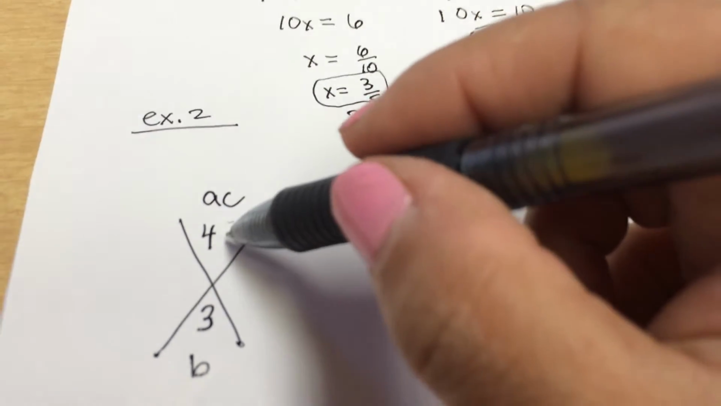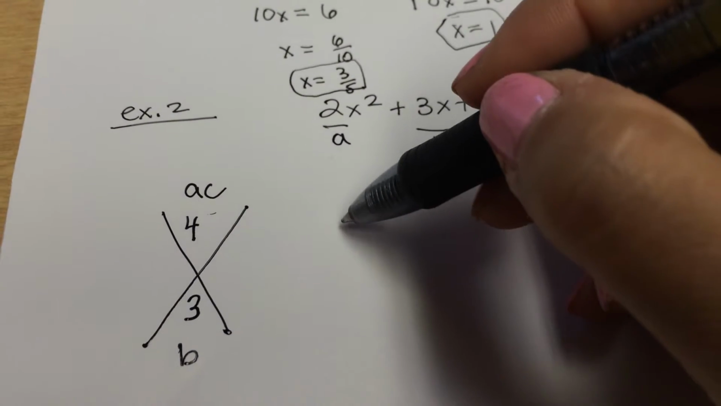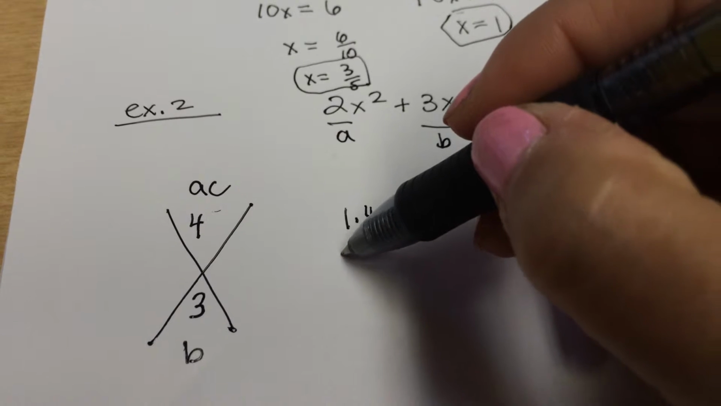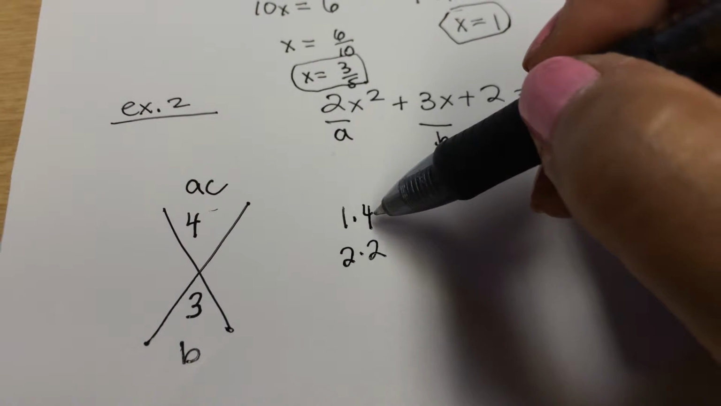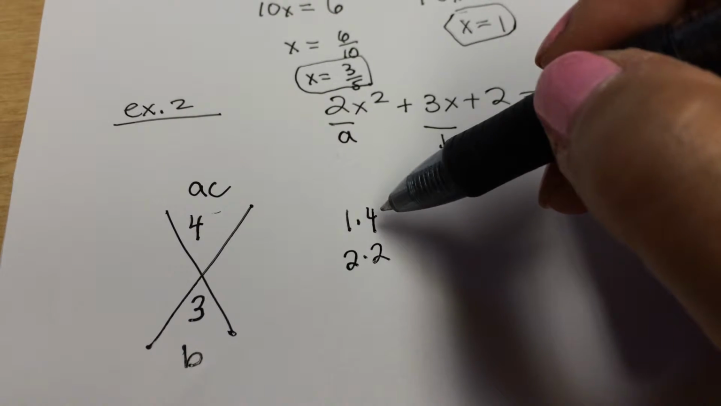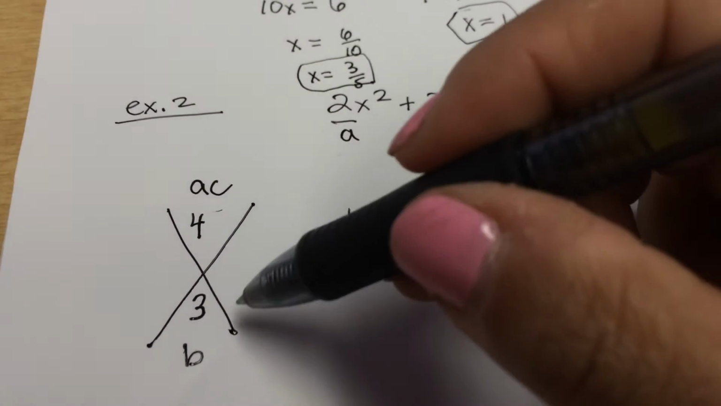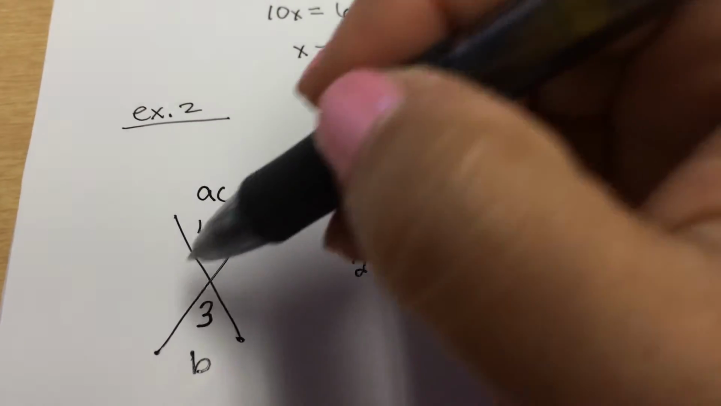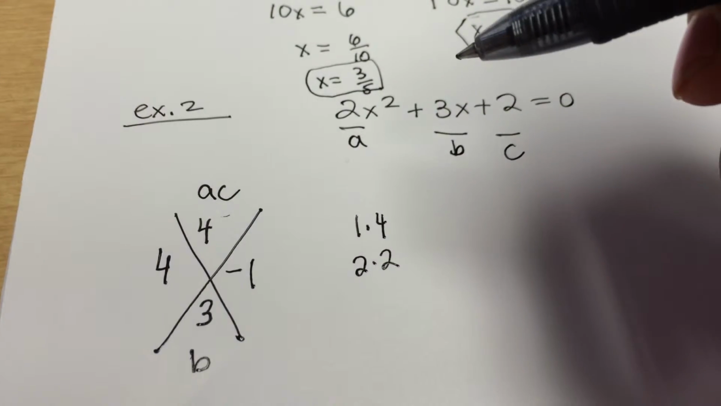And I do all the multiples of 4 to see if I can get a combination that would give me positive 3. So it's 1 and 4, 2 and 2, and I think that's about it. So if I add these together, that gives me 5. If I subtract it, that will give me 3, so then 3 works, right? So if I subtract it, it would have to be 4 minus 1 to be a 3, okay?